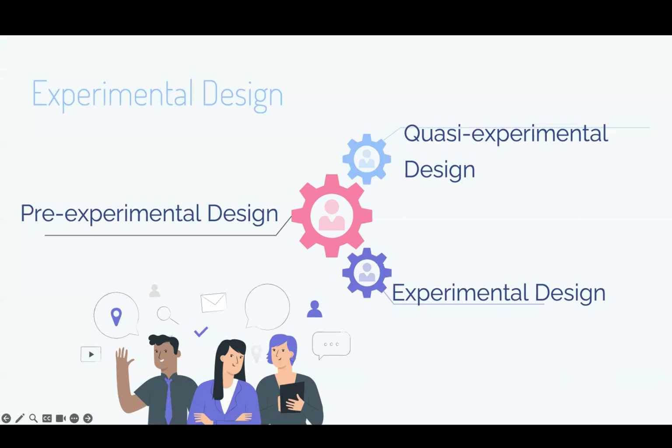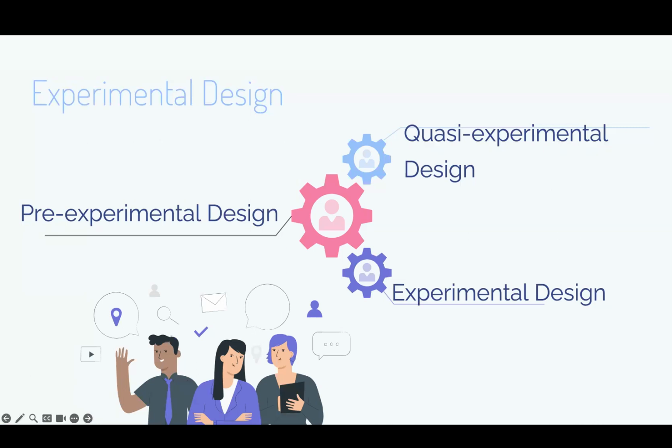Ascending the hierarchy, we encounter quasi-experimental design. These designs, while more structured than pre-experimental studies, still lack random assignment. However, they employ other methods such as matching to create equivalence between groups. Quasi-experimental designs are particularly valuable when randomization is not feasible due to ethical or practical reasons.